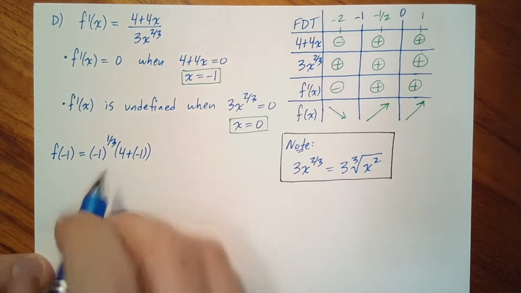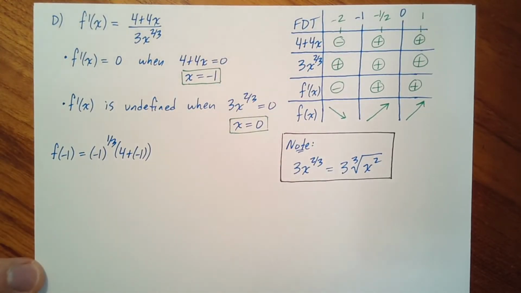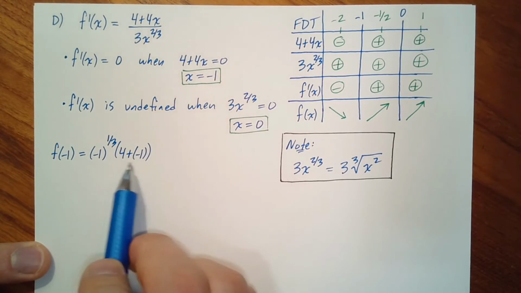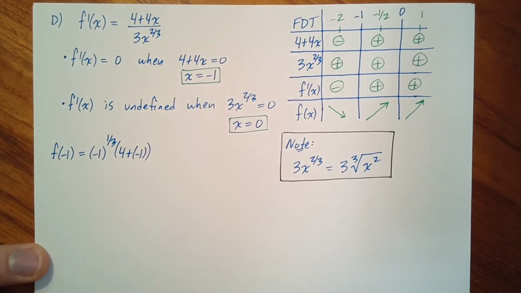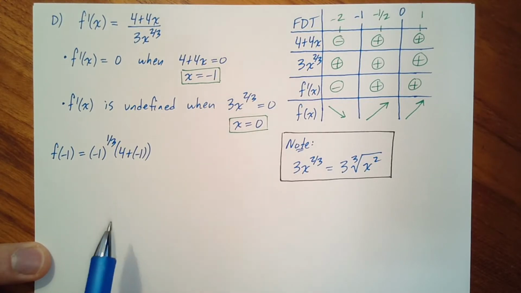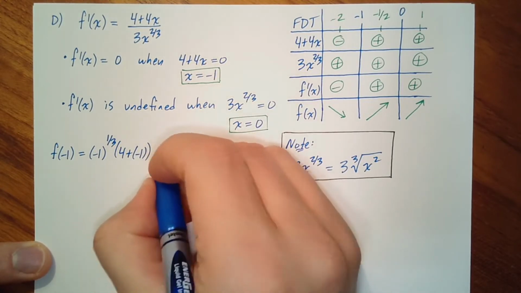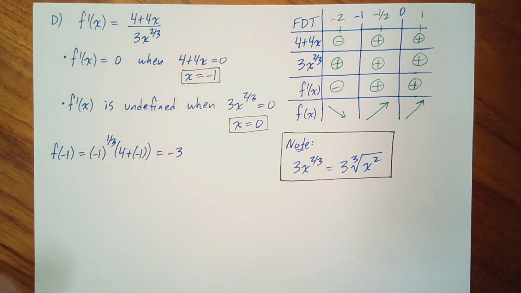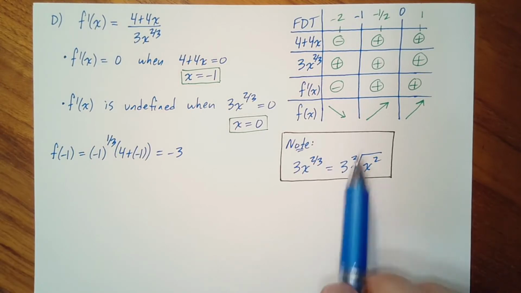Okay, well, what do you get? This is -1 to the 1/3. That's the cube root of -1. Cube root of -1 is -1. And 4 minus 1, which is really what you have in here, is +3. So you've got -1 times +3. The result is going to be -3. So that's how you can get the y-coordinate of that local minimum.